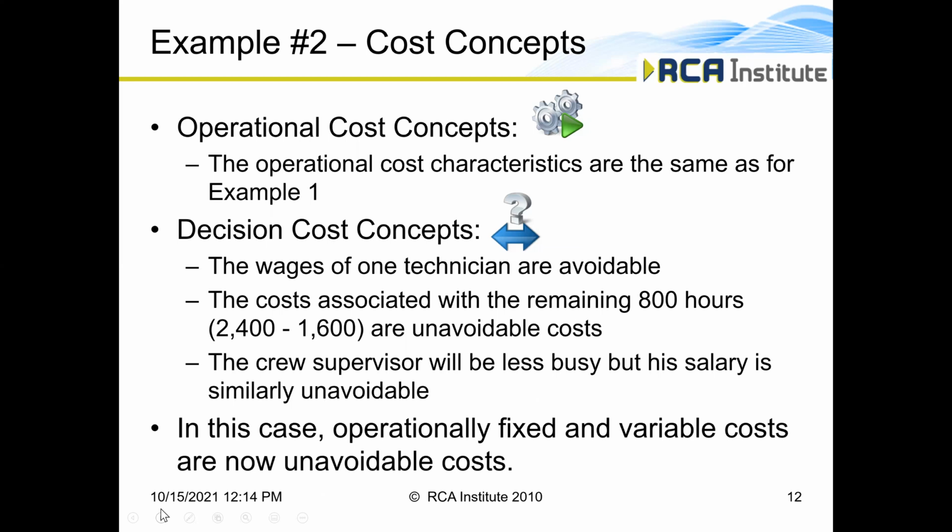The decision support concept is that the wages of one technician, the first 1,600 hours, are avoidable. The costs associated with the remaining 800 hours, half of a technician's productive time, are unavoidable. And while the crew supervisor is maybe less busy with fewer employees, his salary is similarly unavoidable. So in this case, we still have a situation where operationally fixed and variable costs are unavoidable. In the last scenario, they were both avoidable.